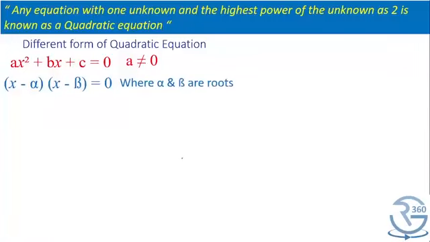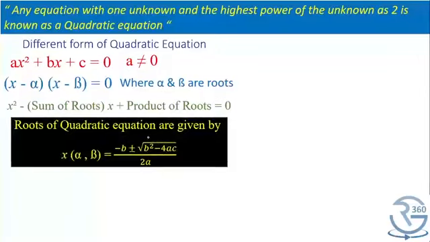The second is x minus alpha multiplied by x minus beta equal to 0, where alpha and beta are the roots of the equation. And third is x square minus sum of roots multiplied by x plus product of roots is equal to 0. The roots of the quadratic equation are given by alpha, beta is minus b plus minus under root of b square minus 4ac upon 2a.